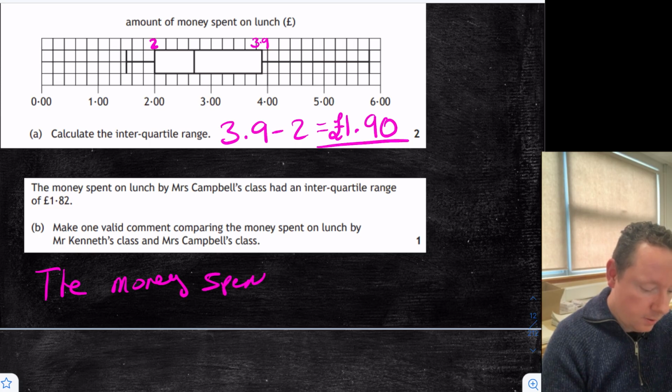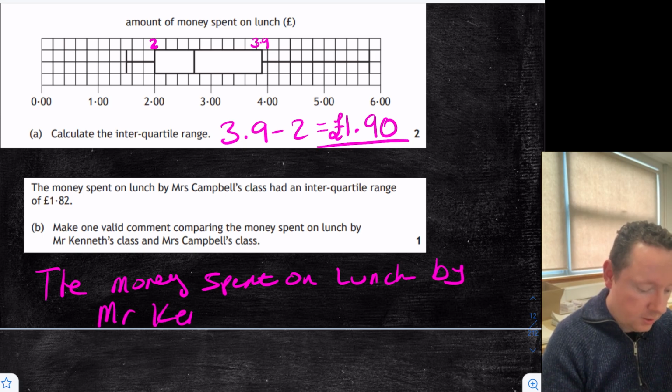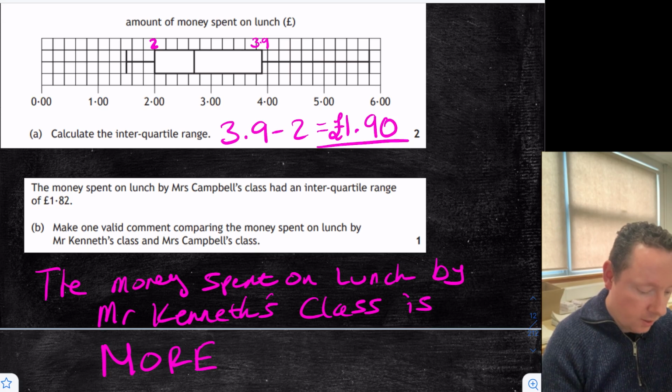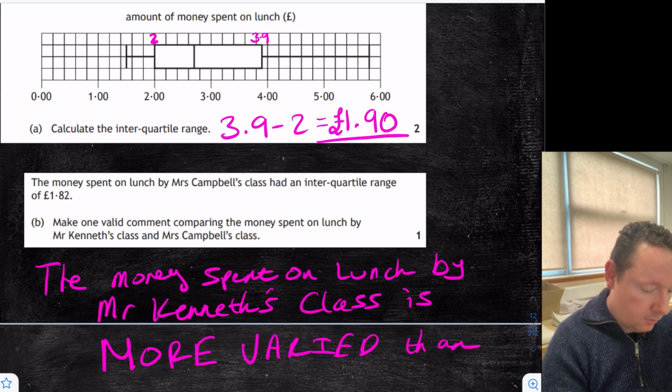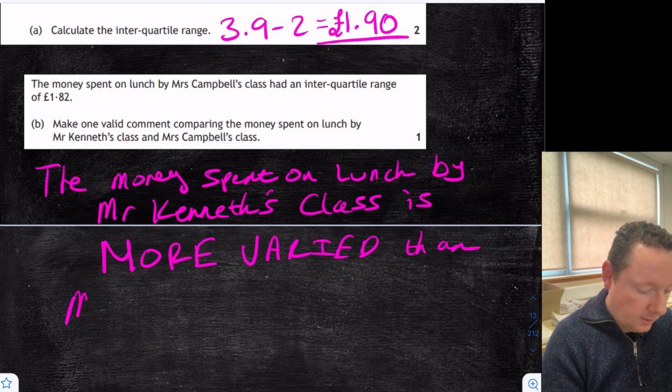The money spent on lunch, so being in context, by Mr. Kenneth's class is more varied because the number's bigger than Mrs. Campbell's class.